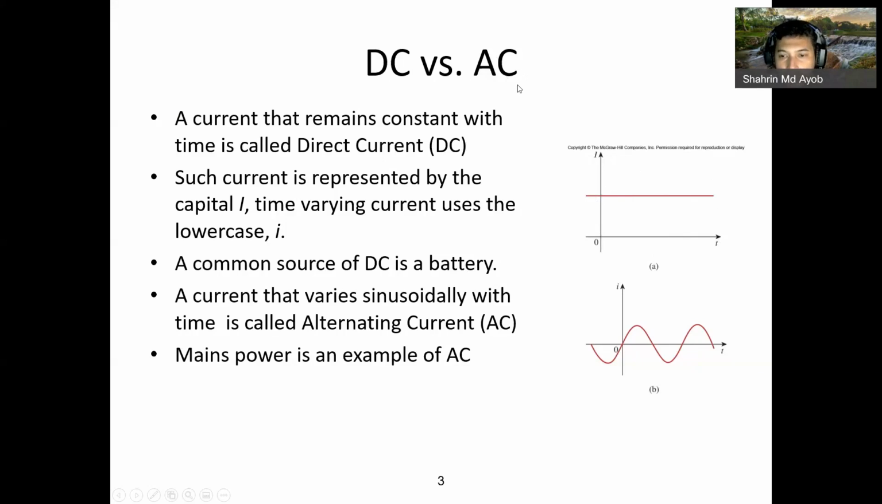Another one is the AC circuit, which refers to alternating current, such as in figure B. As you can see, it must be in sinusoidal form. For electrical circuits, the AC system must be sinusoidal, and the magnitude varies with time. An example of an AC power supply is our AC power system that supplies our houses. So that is the difference between DC and AC.